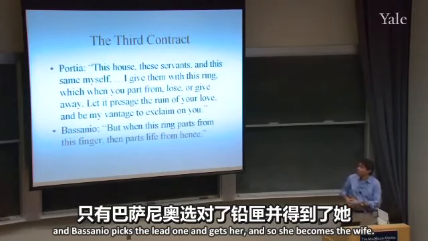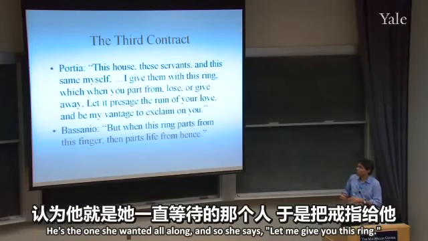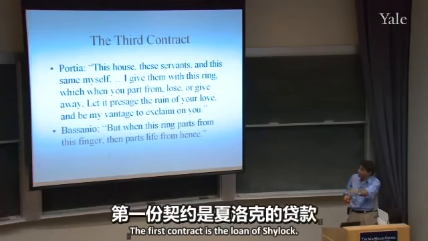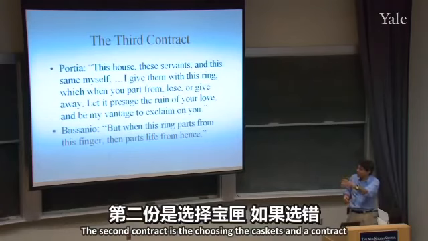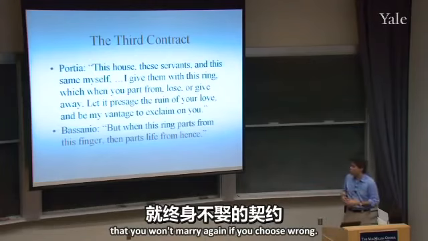And so she becomes the wife. Now, of course, she's delighted by this. He's the one she wanted all along, and so she says, let me give you this ring. And this is yet a third contract. The first contract is the loan of Shylock. The second contract is choosing the caskets, and a contract that you won't marry again if you choose wrong.